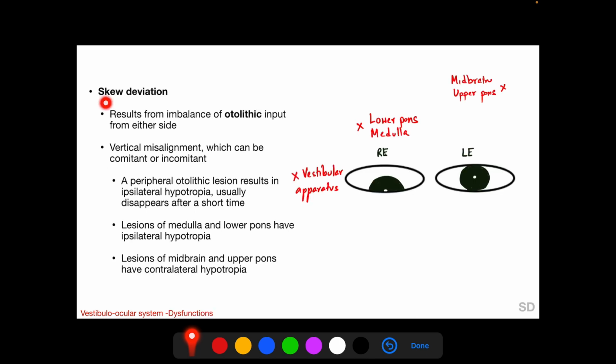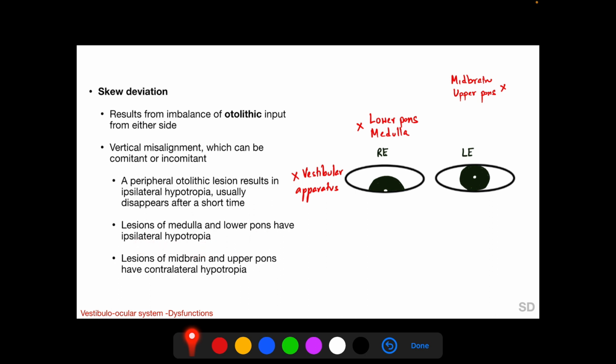A skew deviation is a vertical misalignment between the two eyes and results from an imbalance of the otolithic inputs from either side. And as we have discussed, the saccule and the utricle of the inner ears comprise the otoliths. And this vertical misalignment in a skew deviation can be either comitant or incomitant. In a peripheral otolithic lesion, we usually find a very short-lasting ipsilateral hypotropia. Skew deviation with lesions of medulla and the lower pons also show ipsilateral hypotropia.